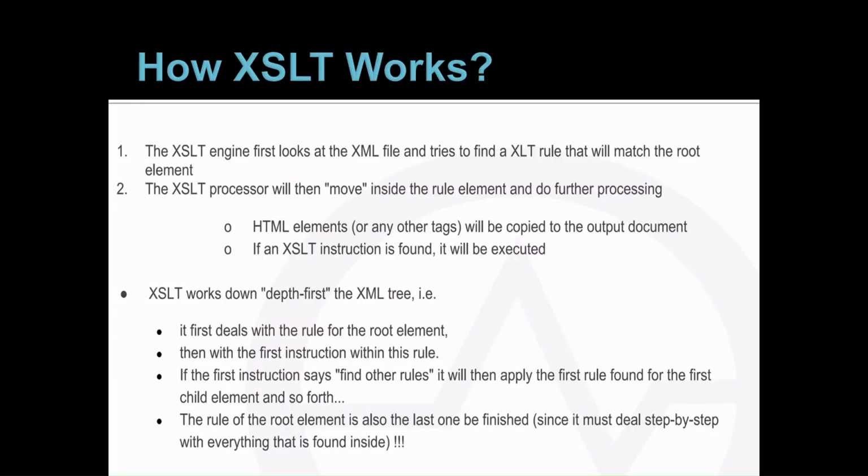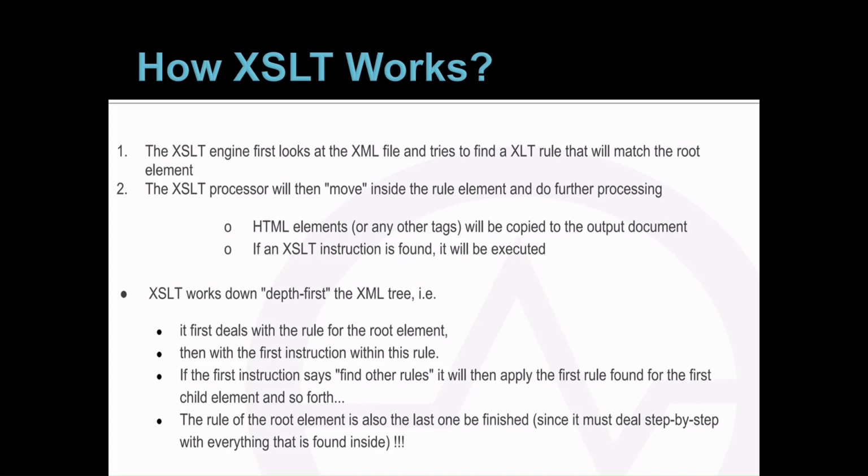The very big question that would be arising in your mind is what is XSLT and how XSLT works. So here, let us understand how XSLT works. The XSLT engine first looks at the XML file and tries to find an XSLT rule that will match the root element. So here the XSLT first looks at the file and tries to find a rule, that is an XSLT rule, and whether the rule matches the root element or not.